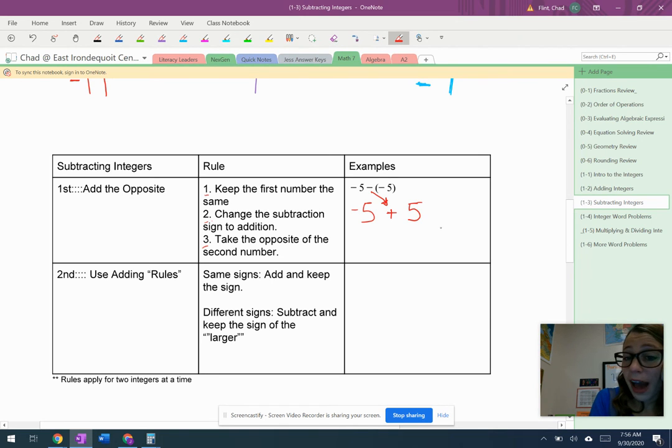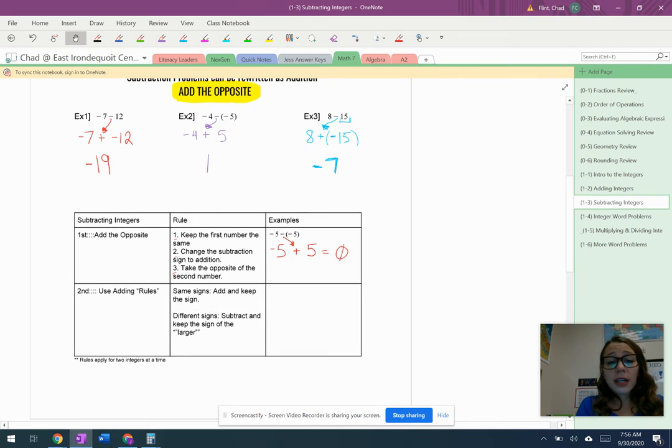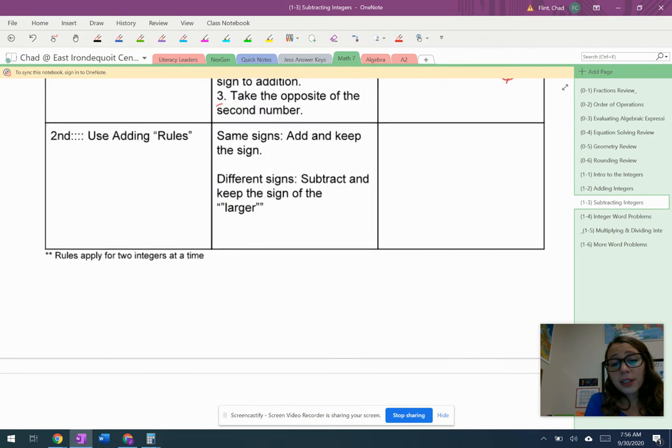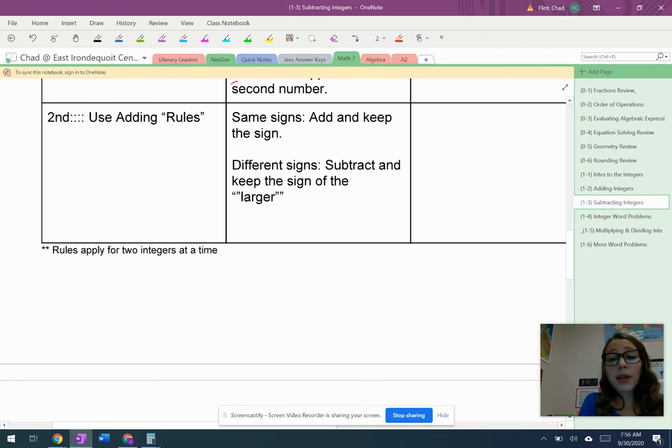-5 plus 5, well, adding integers with different signs, subtract. 5 minus 5 is 0, and 0 can't be positive or negative. Boom sauce. Just like in our last lesson, these rules apply for only adding 2 integers at a time, so keep that in mind.